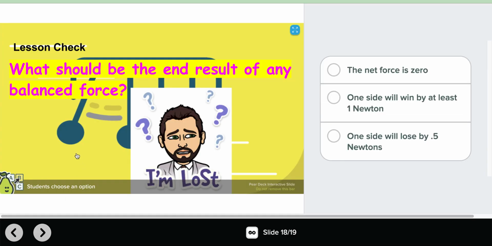And this is going to be our last check-in for the lesson, guys. What should be the end result of any balanced force? Is it the net force is 0? One side will win by at least 1 newton, or one side will lose by 0.5 newtons? And I know we already know the answer to this. It's going to be the top one. The net force must be 0 if they are balanced, because there's no winning side, right?